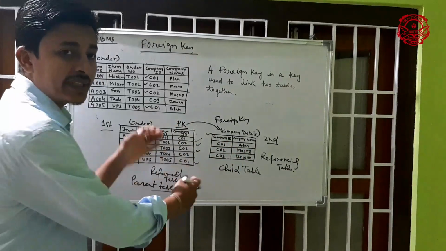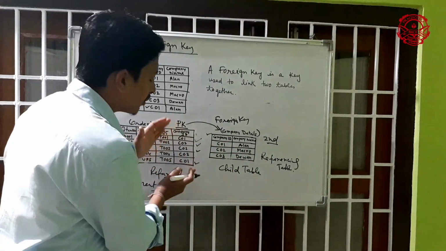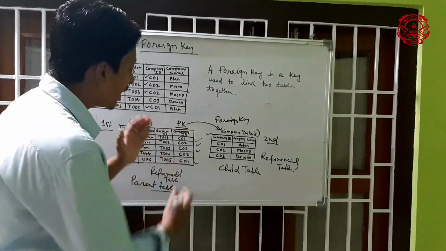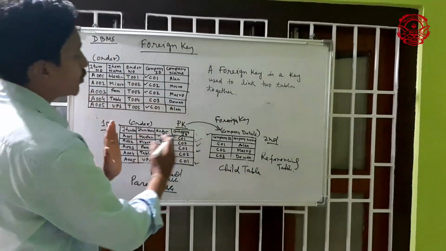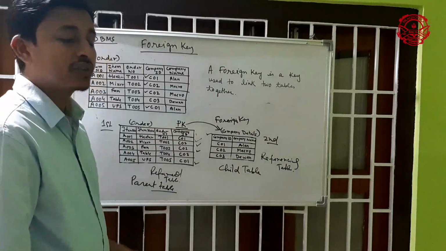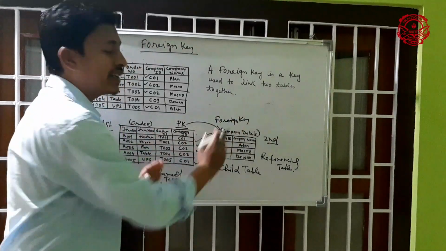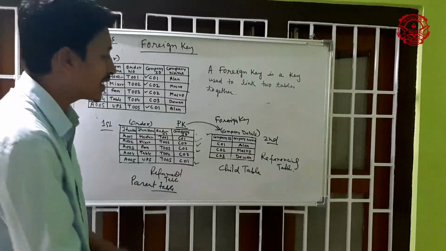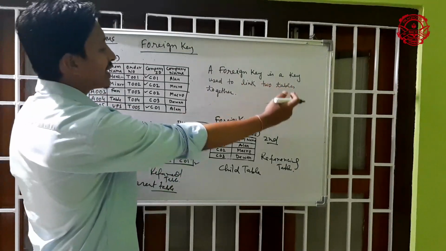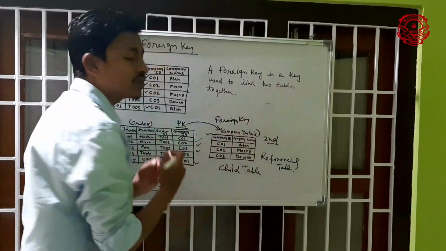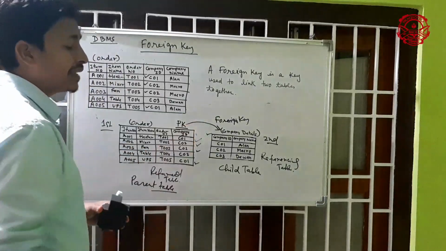It is not going to repeat again and again, so we can divide this table into two different tables with the help of a foreign key. Understand? So a foreign key is a key used to link two tables together. This is a very easy example.